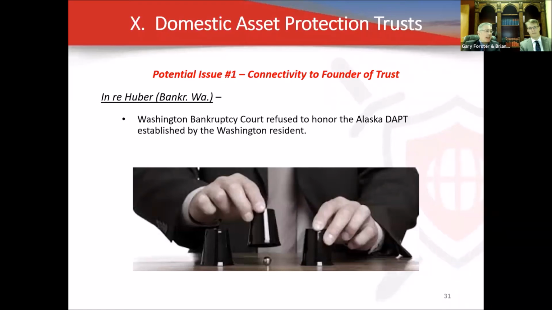This is the Uber case where there were essentially no formalities to his setting up an Alaska trust. All the assets were in Washington. He was in Washington. The co-trustees were in Washington. They went bankrupt. Bankruptcy courts are going to do whatever they want to get to the asset. They basically threw it all away and took everything.